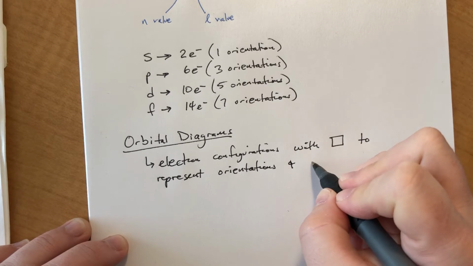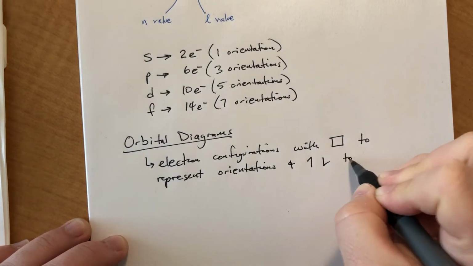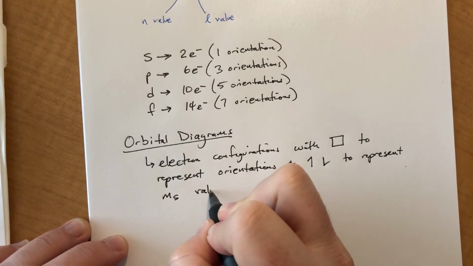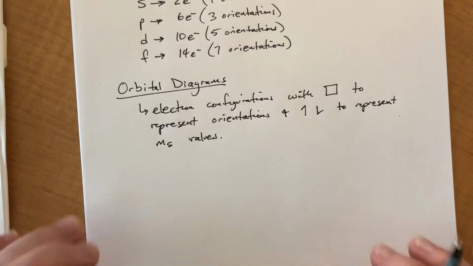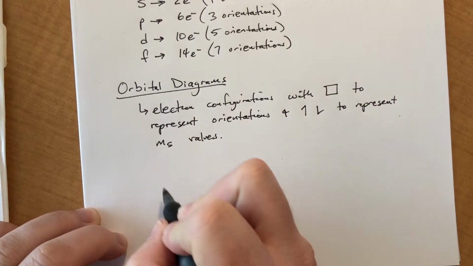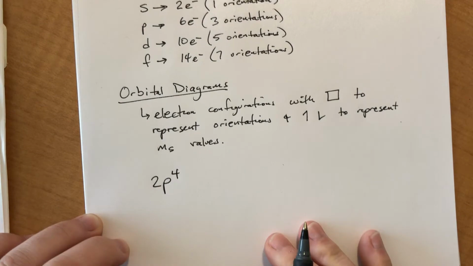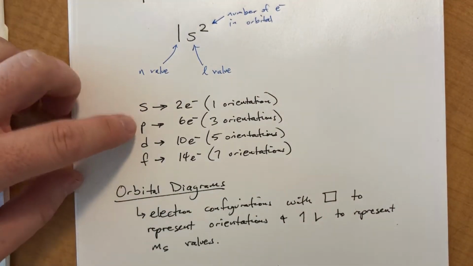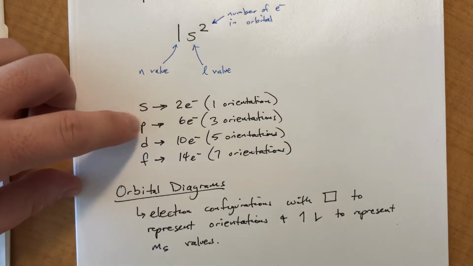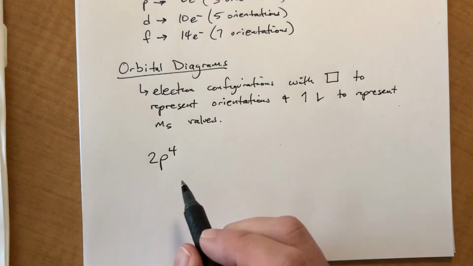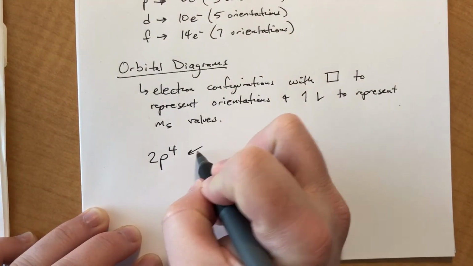And arrows to represent the m sub s values. So here's an example. Let's say we had, I'm just going to make something up here, a 2p4. So if n equals 2, l could equal 1, which is a p orbital, and that can hold up to 6, so 4 is not an unrealistic answer. This is the electron configuration.